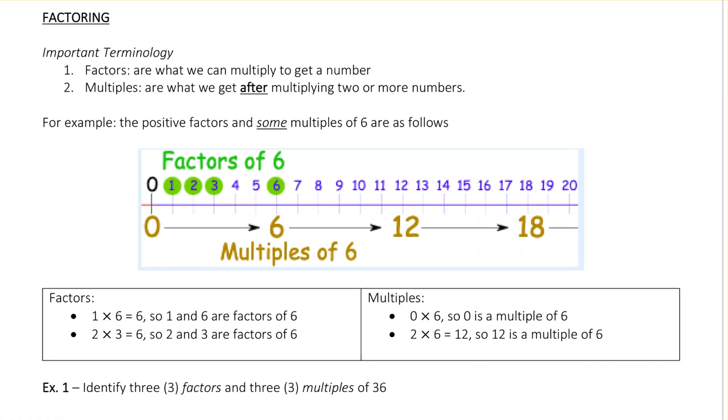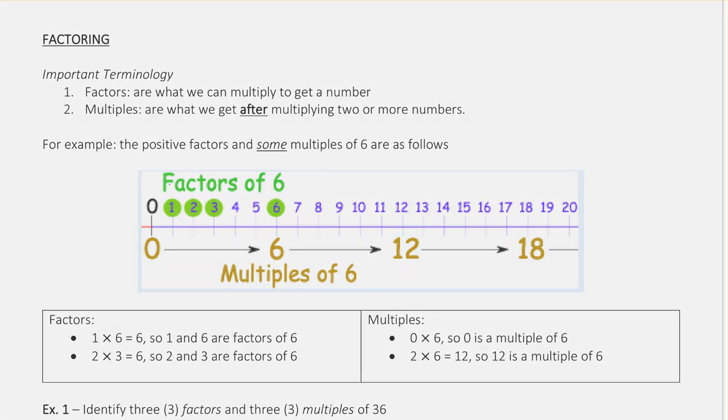So, factors are what we can multiply to get a number, and multiples are kind of the opposite, are what we get after multiplying two or more numbers. So if we were to look at an example of 6, and we're only looking at positive factors, so you can get negative factors as well. The factors of 6 are highlighted here and are 1, 2, 3, and 6. Why are they factors? Well, 1 times 6 is 6. 2 times 3 is 6. Those are the numbers that you can use to obtain 6 through multiplication.